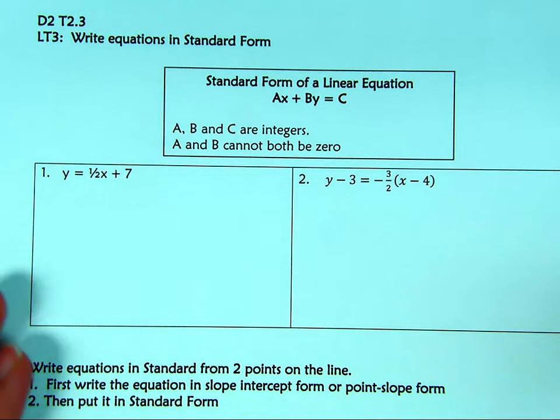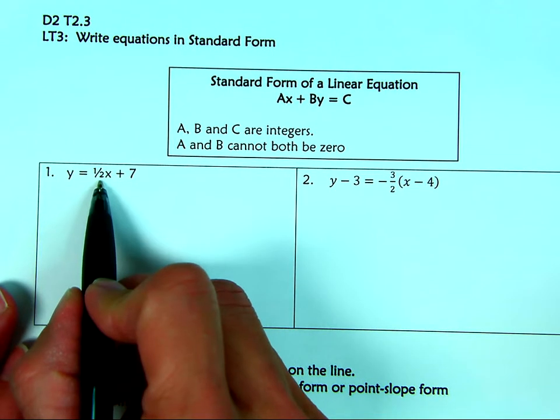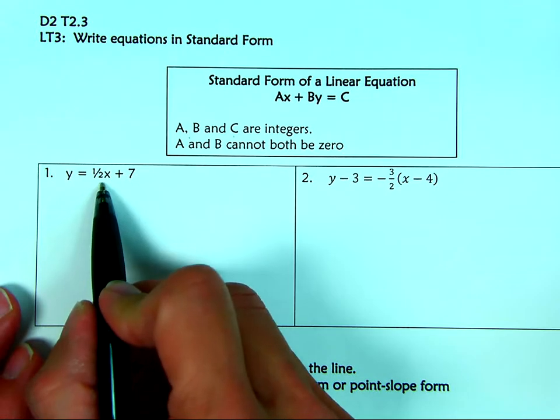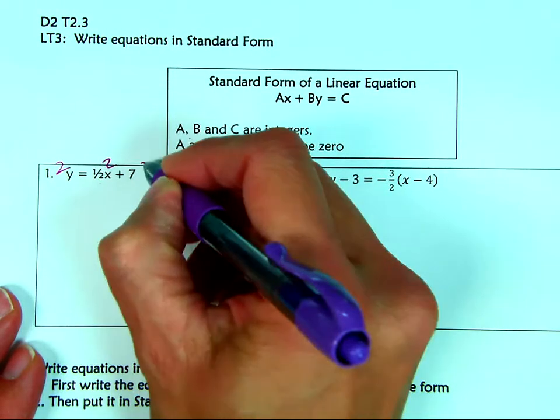All right, so what is wrong with this? Well, first of all, I notice there's a fraction, and a, b, and c must be integers. So if they must be integers, I need to get rid of the fraction. Remember, we've been doing that for a while. To get rid of a fraction, we can multiply everything by the common denominator. So we're going to do that.